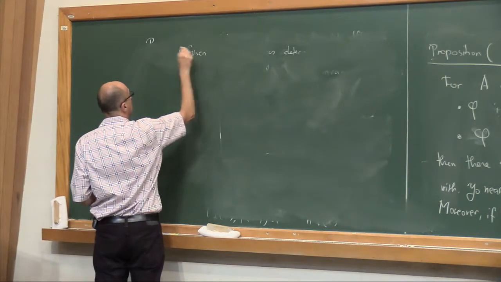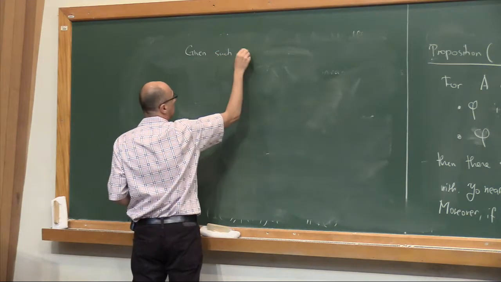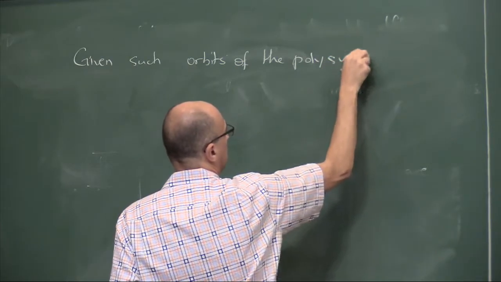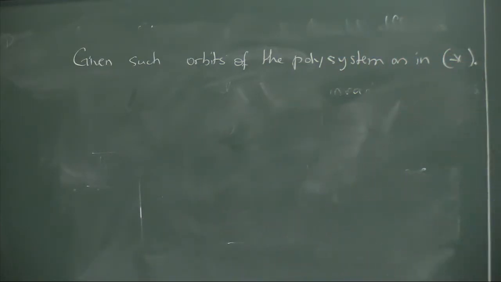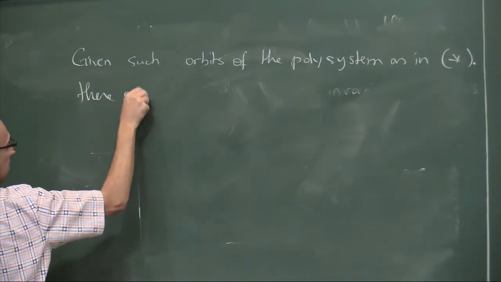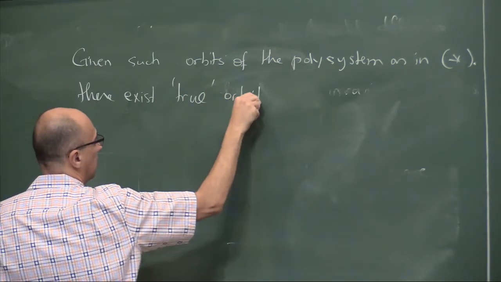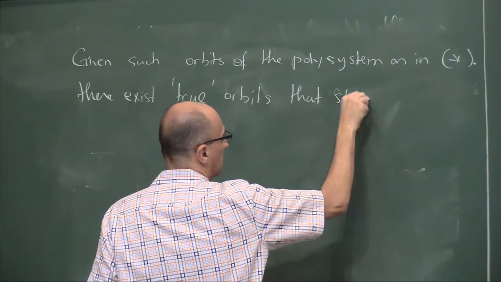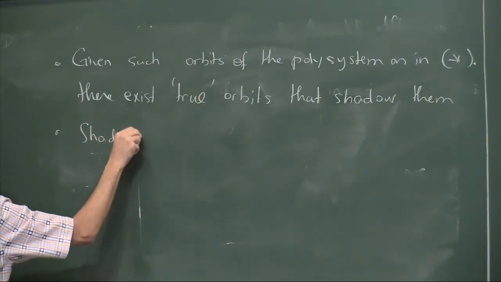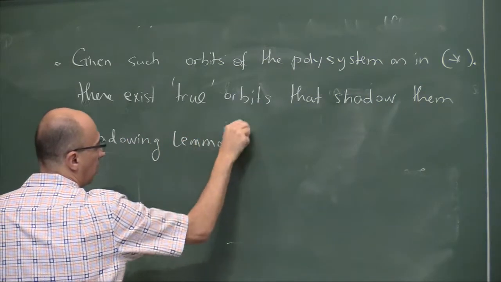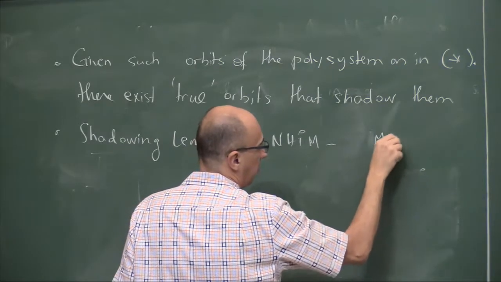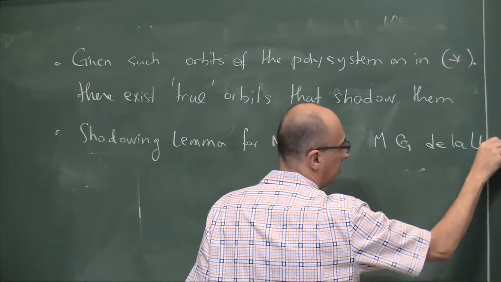given such pseudo-orbits or orbits of the polysystems, as in star, there exist true orbits that shadow them. So this is a shadowing lemma for normally hyperbolic invariant manifolds by myself, De La Llave, and Sarah, 2014.